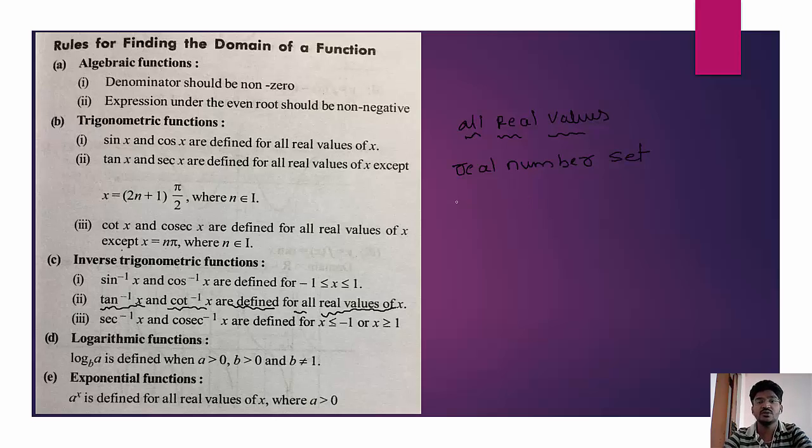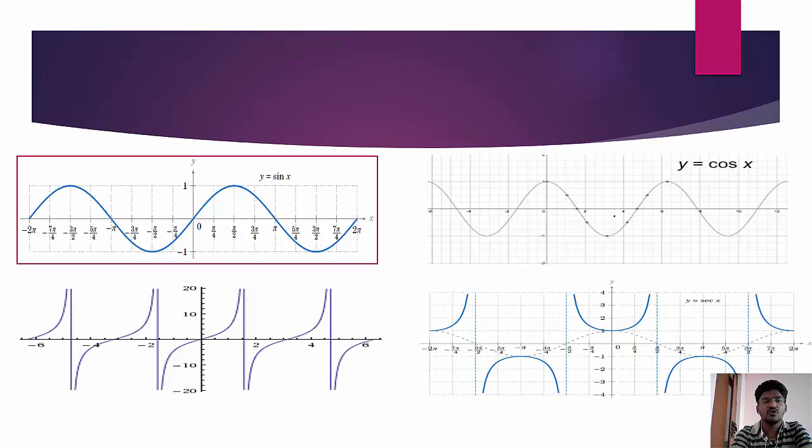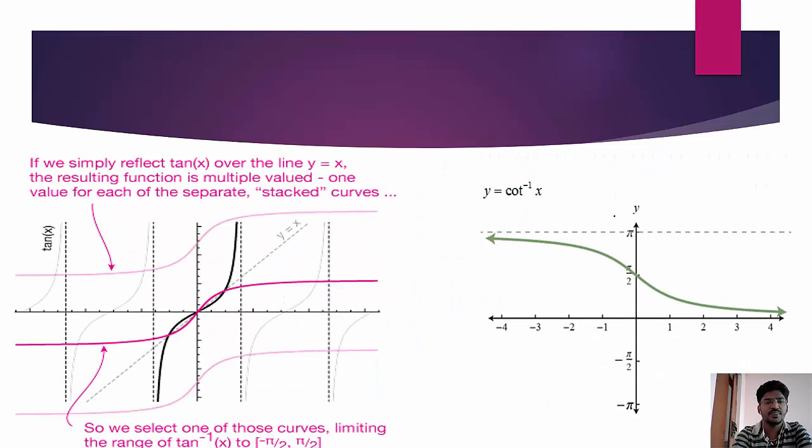That means tan inverse x and cot inverse x are defined for the real number set. That means the domain is the real number set. Clear? Now again let us go for the graphs and understand the domain and codomain of tan inverse x. Clear? So see this graph, students.